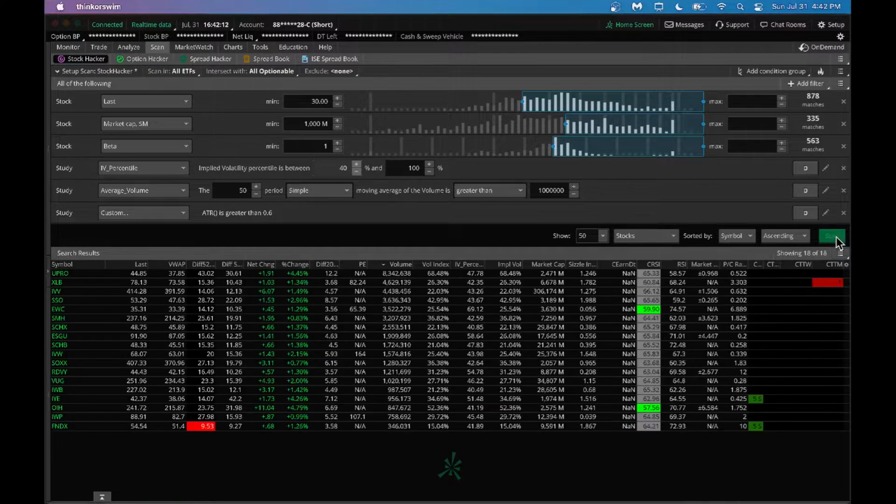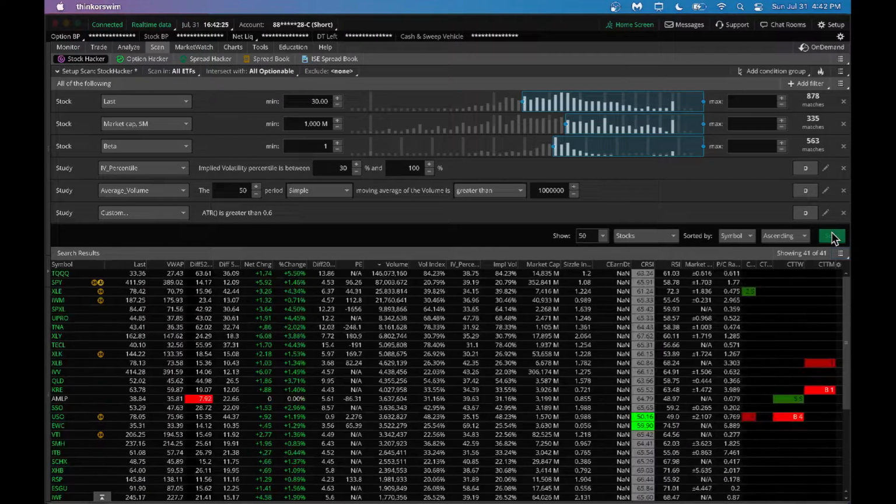Now instead of stocks, we're looking at ETFs. For ETFs, I would say IV percentile a little bit lower here, maybe 30 or so, because these days ETFs have gone too high. Look, we got some ETFs, as you can see here. We got SPY, XLE, and some of these ETFs have a little bit higher IV percentile. You could even sell some put options on these and go from there.